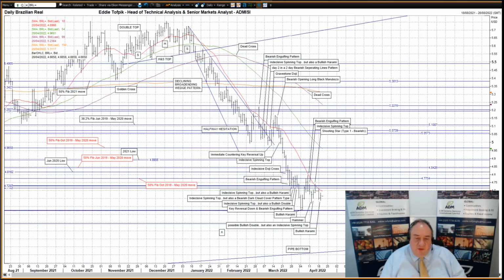US dollar against the Brazilian real. A reactionary bullish harami yesterday after the previous session's bearish black Marubozu, and seemingly tempering the earlier shooting star pattern type 1 bearish from last Thursday.